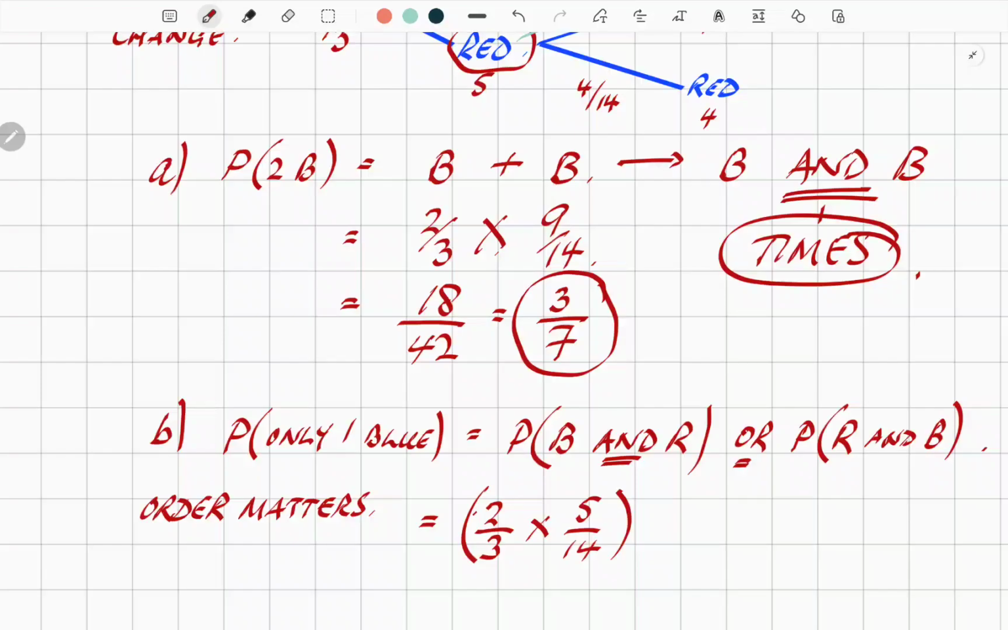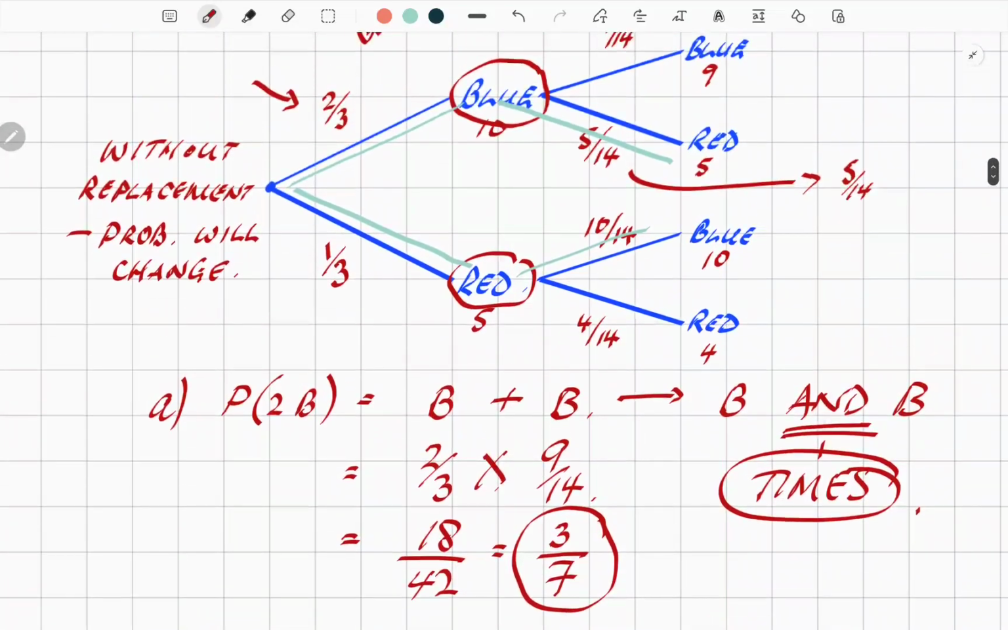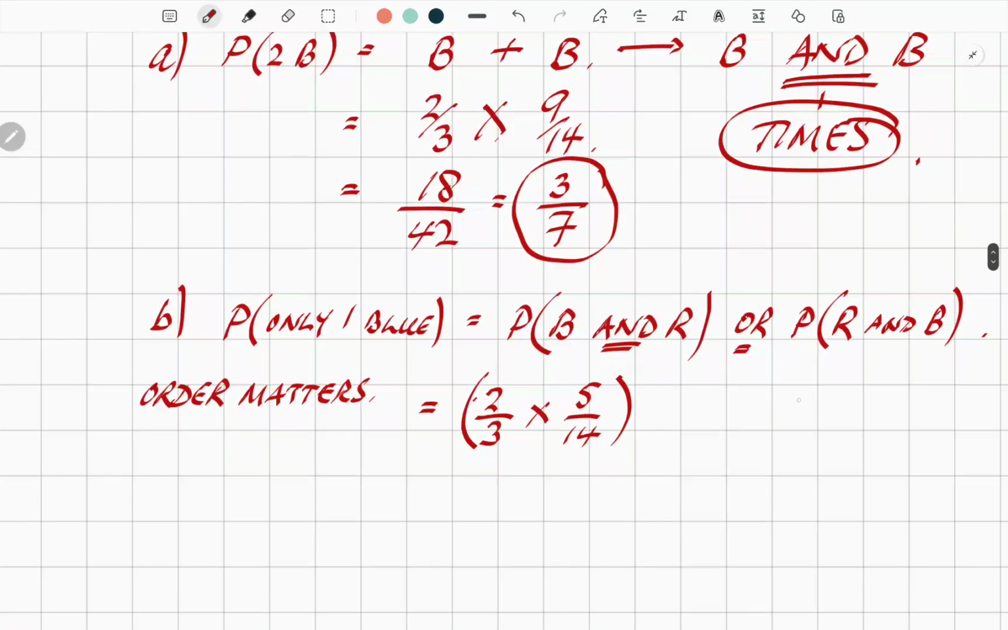Next one, the probability of getting a red and a blue. Again, going to our diagram, getting a red first is 1/3, and then getting a blue is 10/14. So putting that in, 1/3 times 10/14. Now we have this option, or we have this option. One or the other. Both will satisfy the requirement.